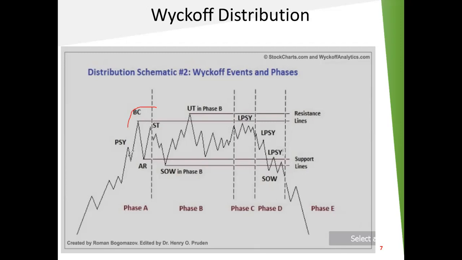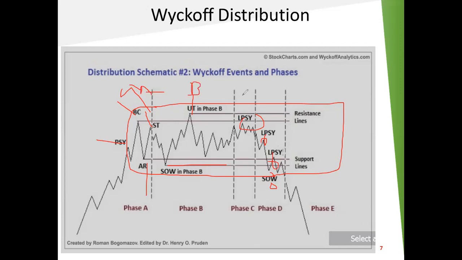But I'm not following this thing. Why? Because in my second part I'll explain why we face, being a practical trader for 15-16 years, that this thing is quite difficult to apply on a chart. Same: preliminary supply, buying climax, automatic reaction, secondary test, upthrust in phase B, sign of weakness, last point of supply, sign of weakness. So they have only phase A and B, no C.